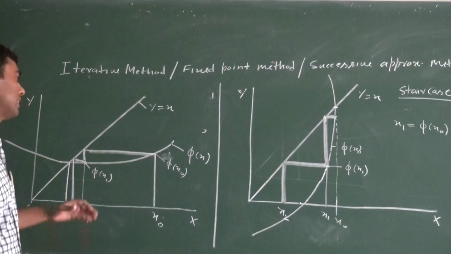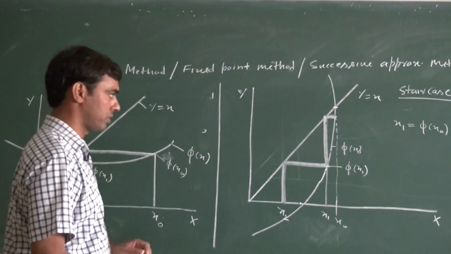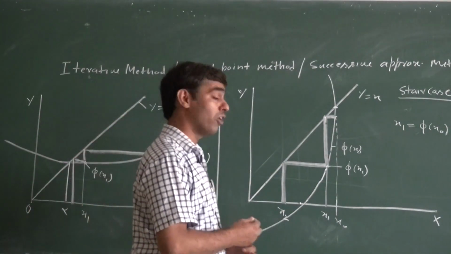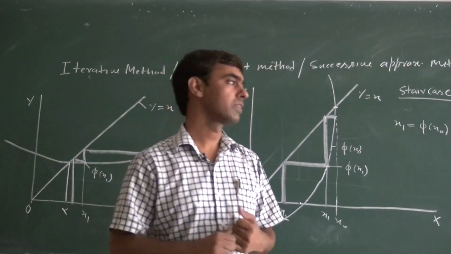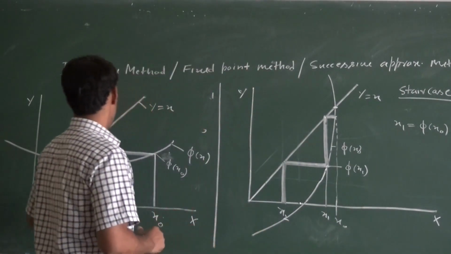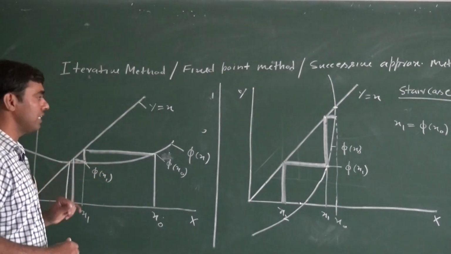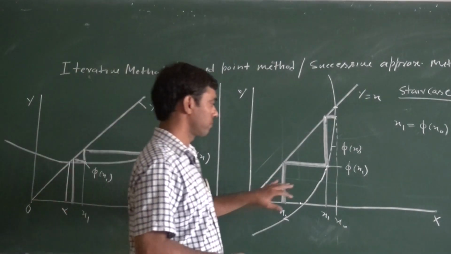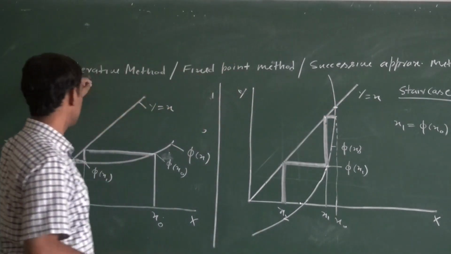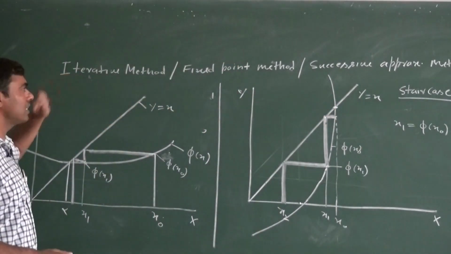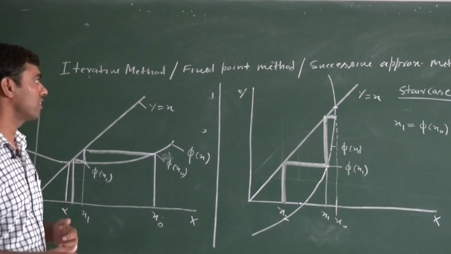Divergence. Divergence of a sequence of approximate values. So, how do we choose the correct value of x0? And how do we choose the phi x? This one is also one disadvantage of iterative methods, or the fixed point method.